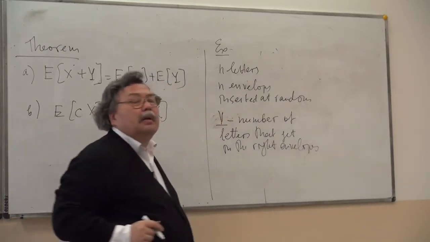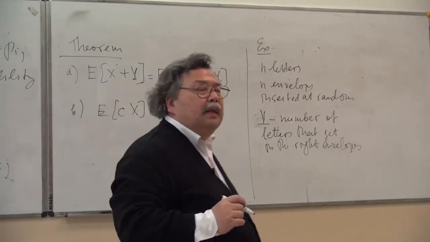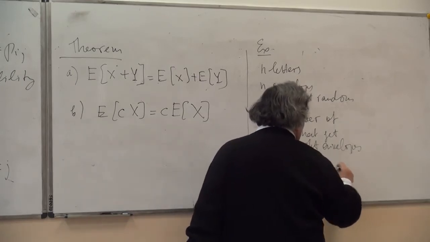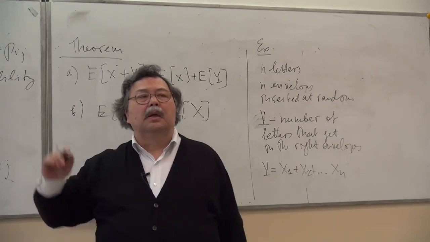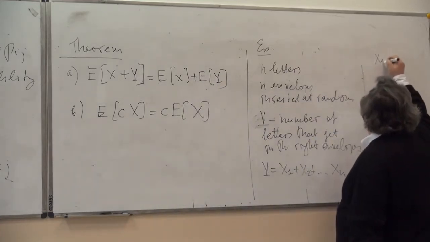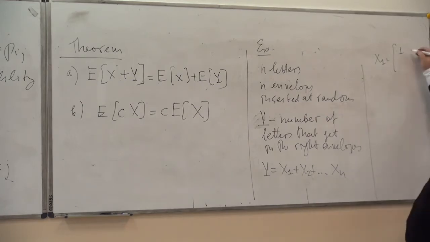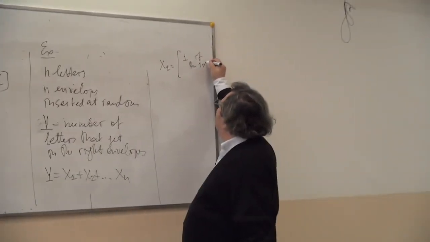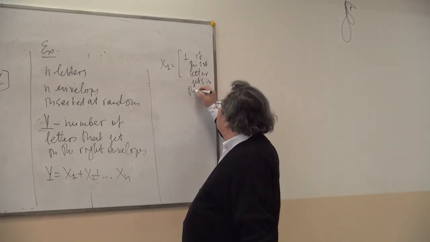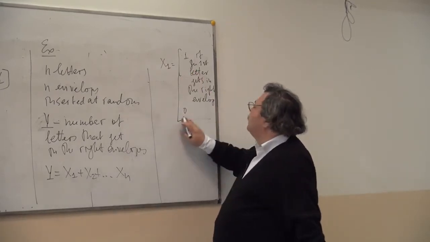Okay? Now, a very elegant solution to this is given by this reasoning. Let's present y as the sum x1 plus x2 up to xn, where x1 is defined to be 1 if the first letter gets into the right envelope, and 0 otherwise. Okay, this is the definition.